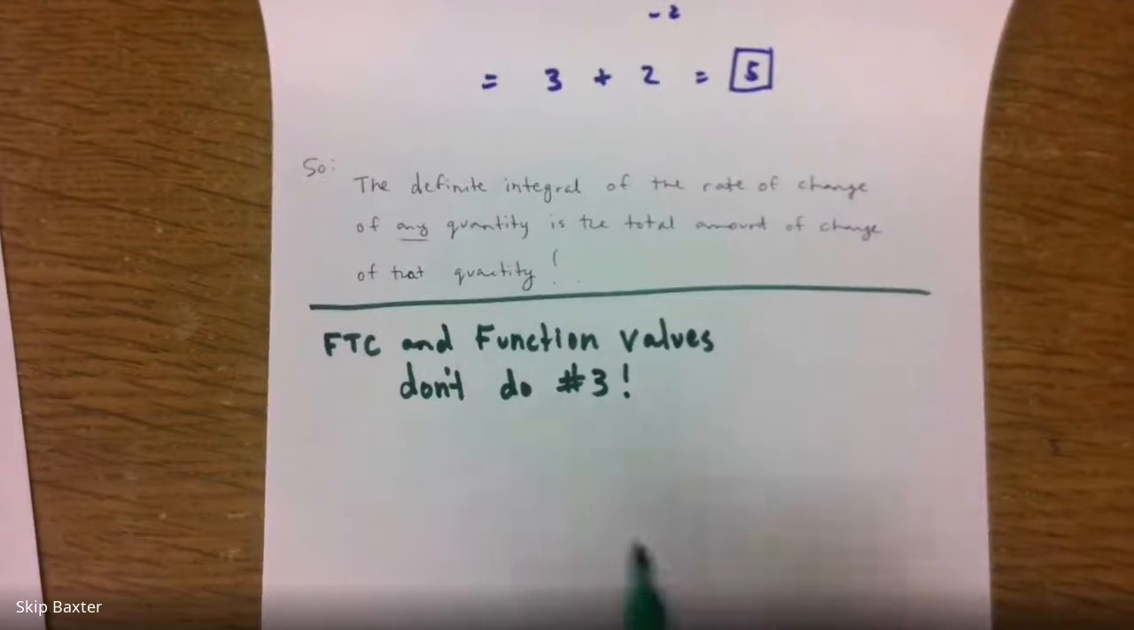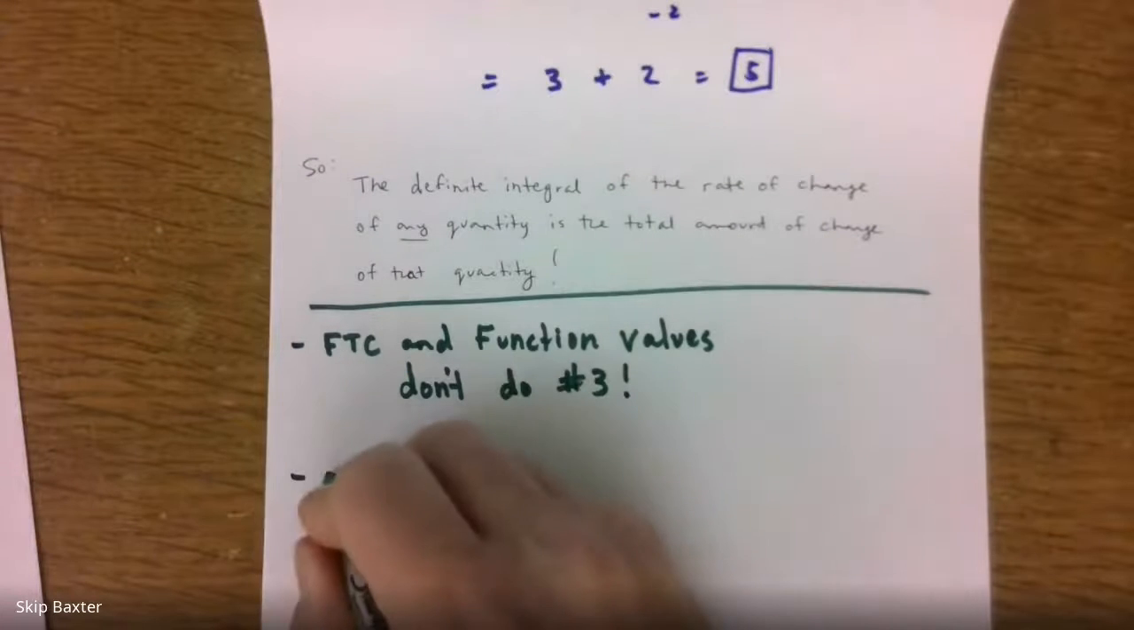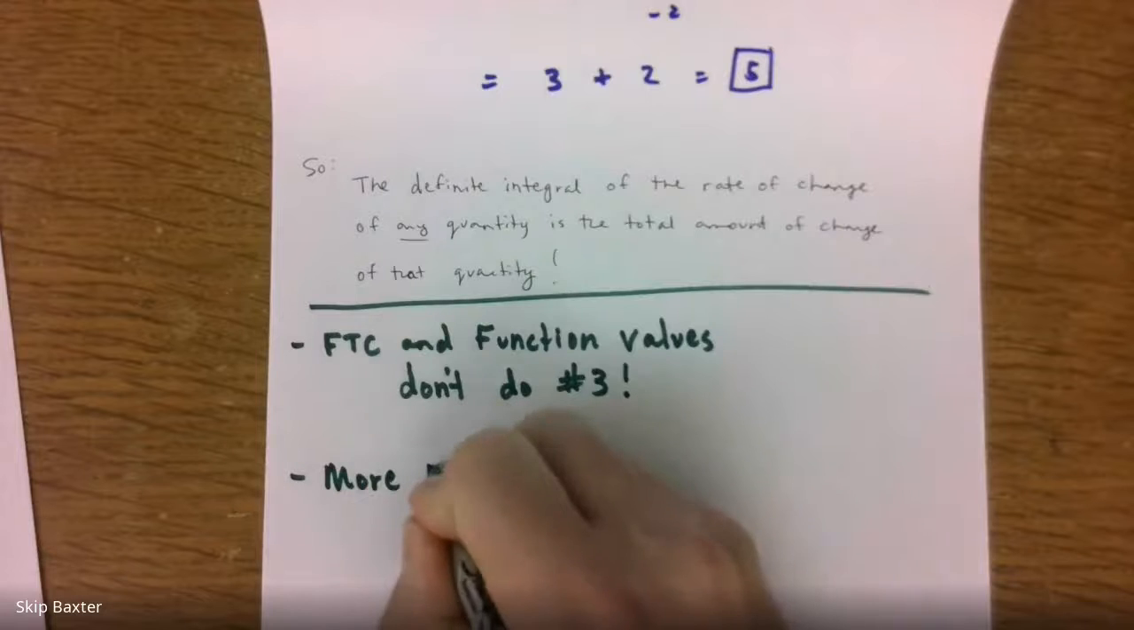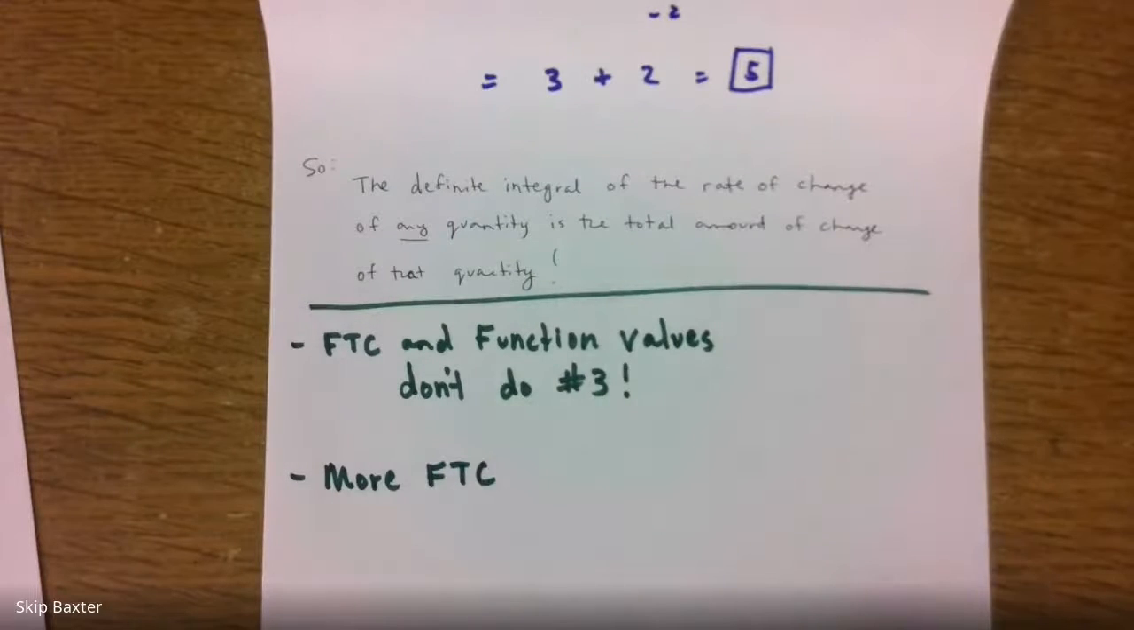And then the second handout is just called More FTC. I had assigned that originally for Friday because Friday I'm not going to be giving a lesson or new material or anything like that. I'm taking a personal day. So I also won't be available for office hours on Friday. So for today and Friday, you have 2 handouts, FTC and function values and More FTC.